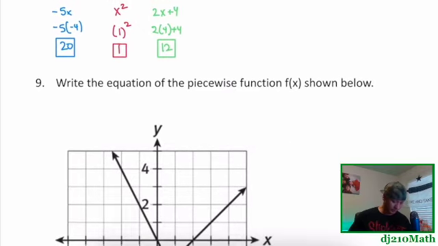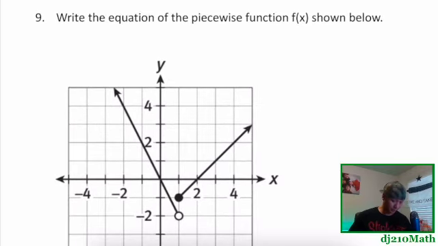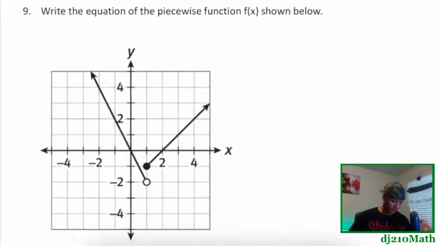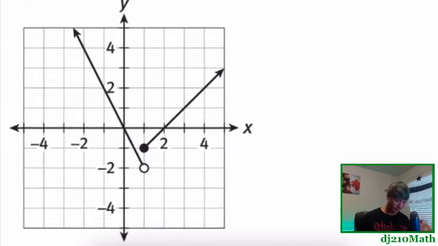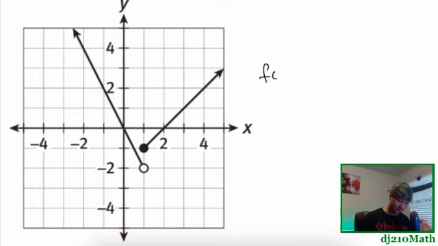Okay, write the equation of the piecewise function shown below. Okay, we have 2 pieces, so let's define this. So f of x is equal to, we have 2. There's different ways of doing this.